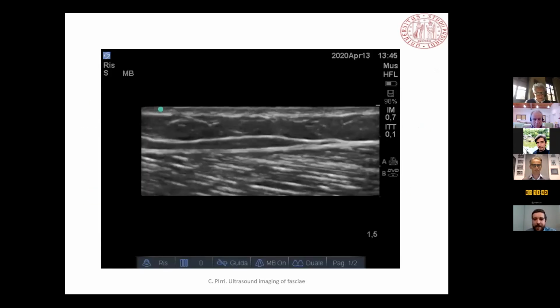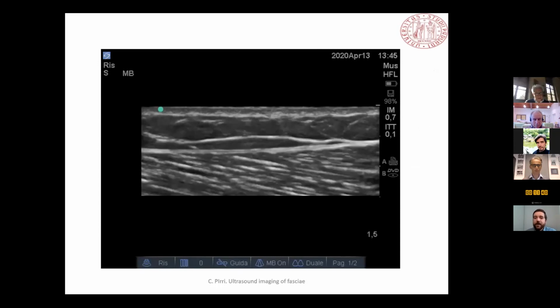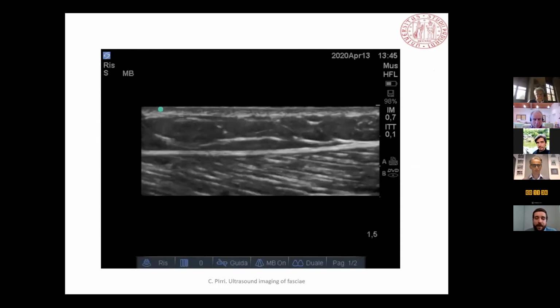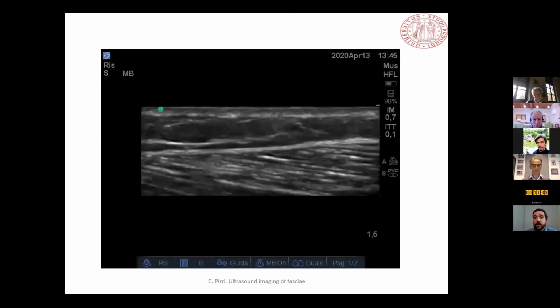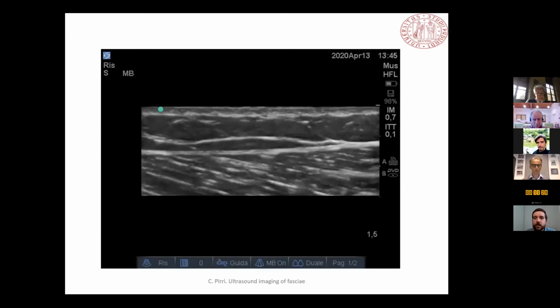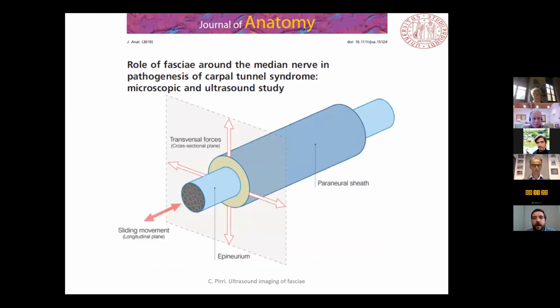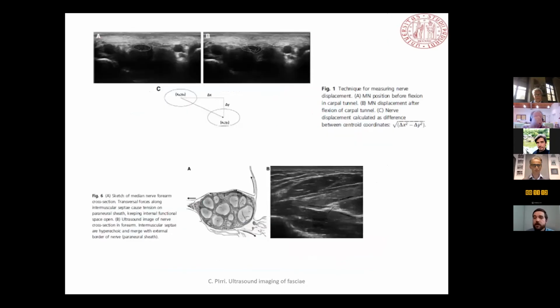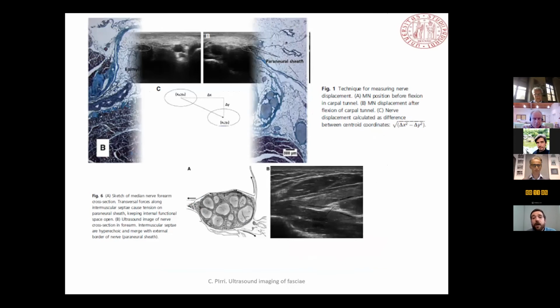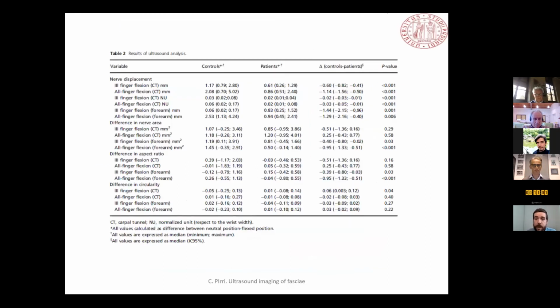Another parameter is the gliding. The gliding is a sort of Cinderella in the literature, because a lot of other researchers try to measure this gliding. It is very difficult. We used this for the relationship between the fascia around the median nerve, in different populations, and in a population with carpal tunnel syndrome, it is possible, with a formula that uses centroid coordinates, to underline the difference of displacement among the different structures, the nerve and the fascia.